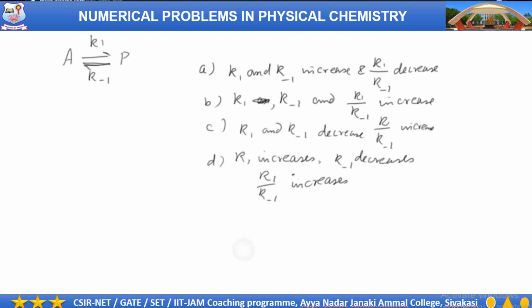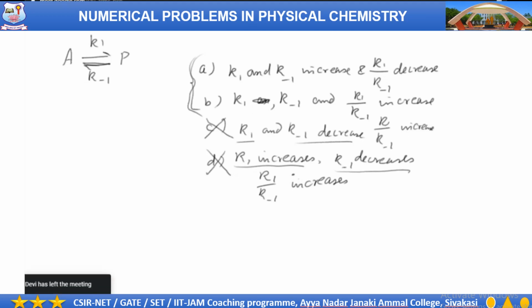C: here K1 and K minus 1 decrease. Therefore, it is not a correct answer. K1 increases, K minus 1 decreases: both would increase in particular. Therefore, it is not the correct answer. Now you are left with two answers. What happens for an exothermic reaction? What happens for an endothermic reaction? The K value here decreases, there the K value increases.